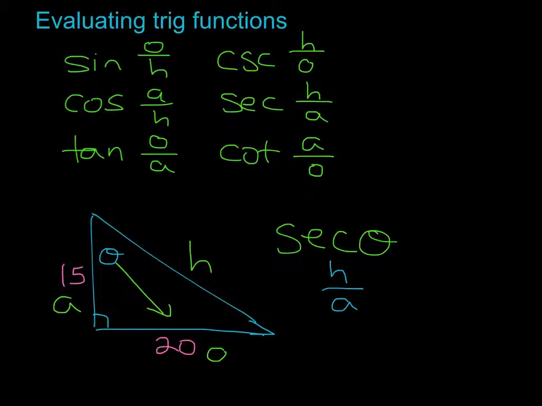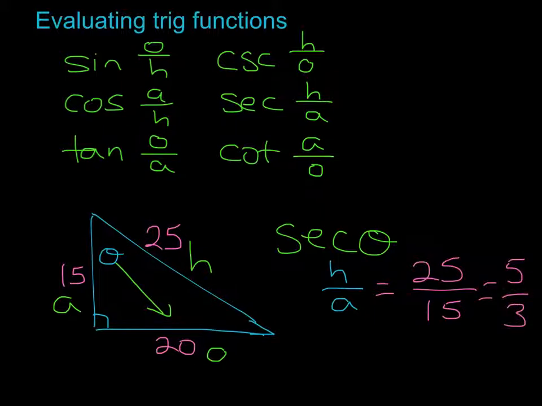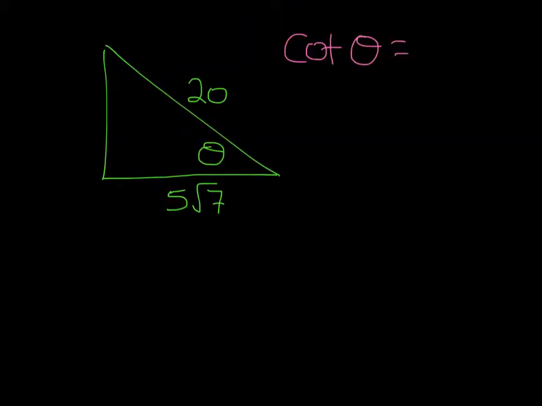So I simply go over to my triangle, and I don't know what my hypotenuse is, so I'm going to have to do my Pythagorean theorem. If we do Pythagorean theorem, hopefully you guys can see that this is a 3, 4, 5 triangle, so my hypotenuse in this case is going to be 25. So this is going to be hypotenuse, which is 25, over adjacent, which is 15. And please simplify your fractions when you can. So that's going to be 5 over 3. And that's it.